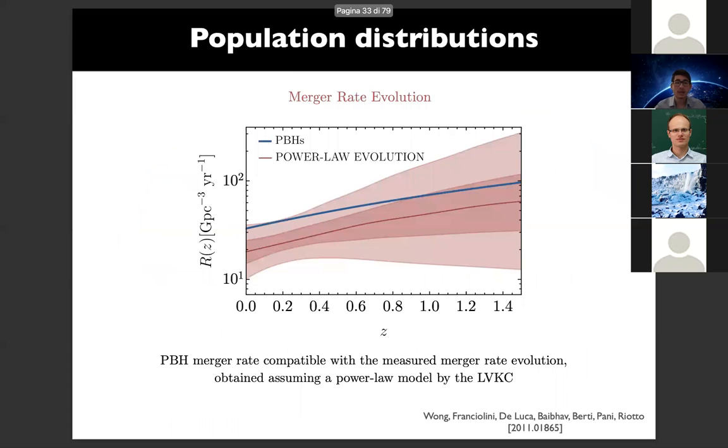Then we can study the merger rate evolution. In this plot, we show the merger rate in terms of redshift. The blue line indicates the primordial black hole merger rate, while the red line indicates the merger rate evolution found by the collaboration, assuming a power law model. And as you can see, the two rates are compatible with each other.